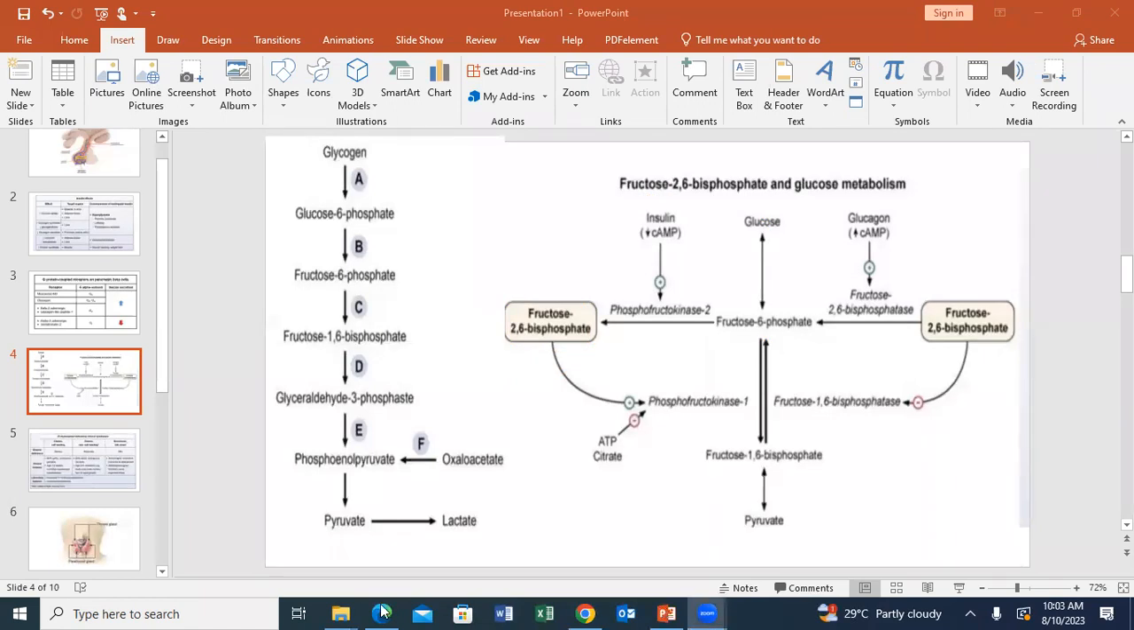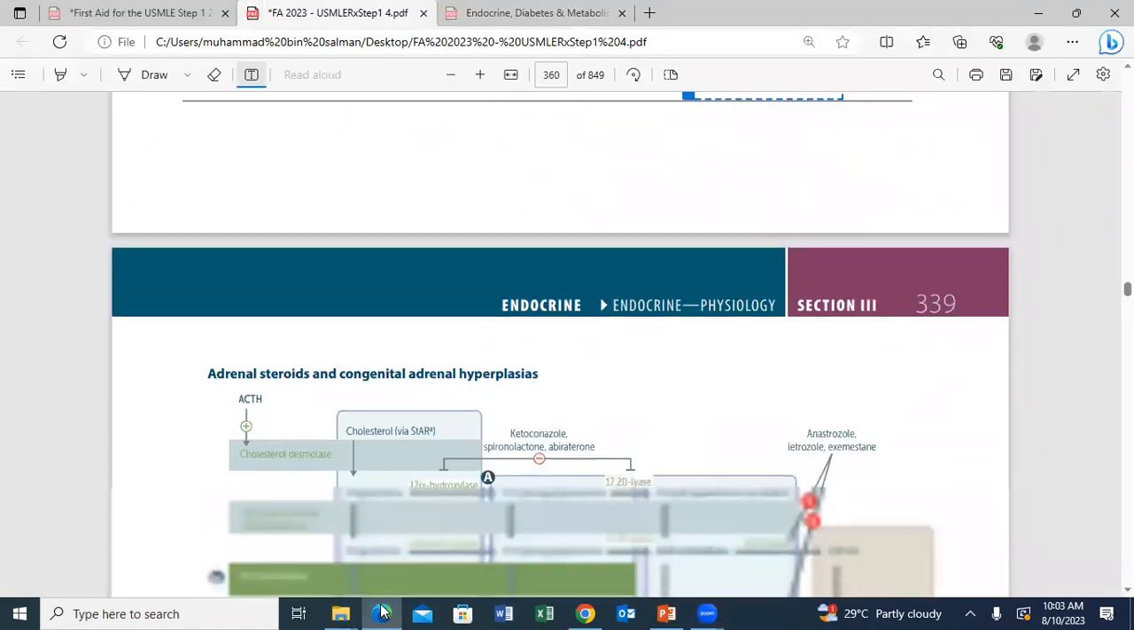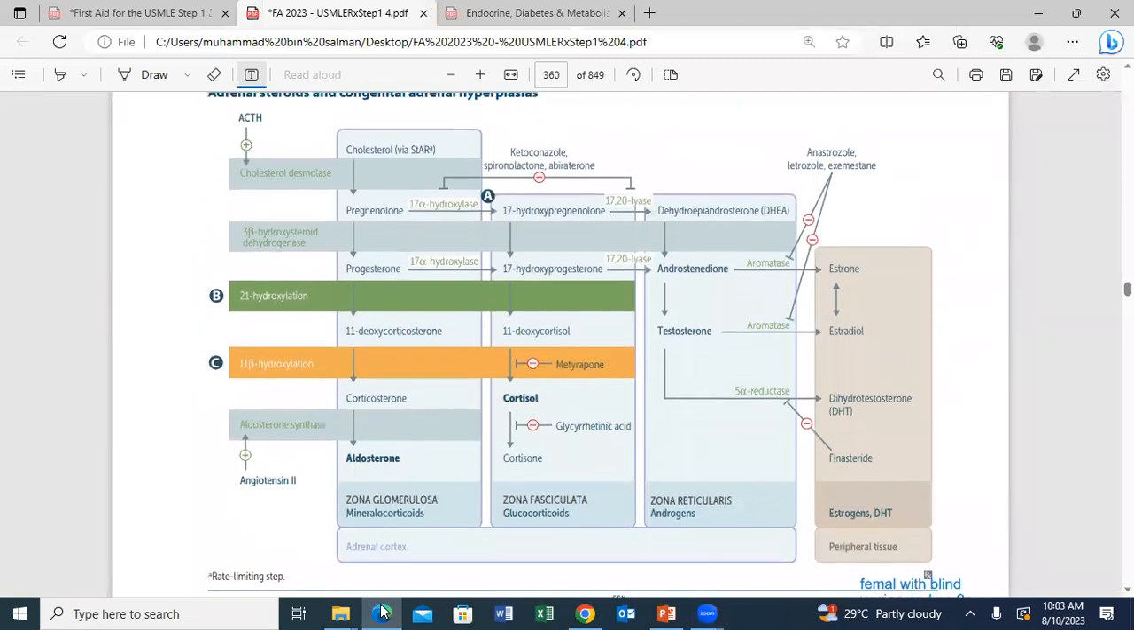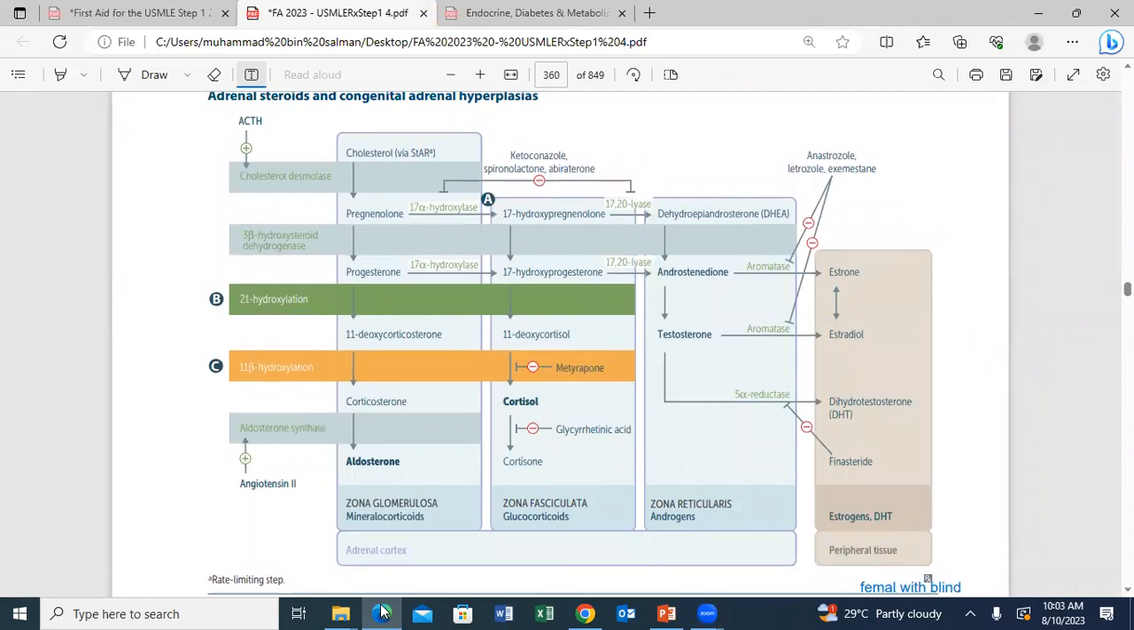Now let us head toward our adrenal hyperplasias, which is a very high yield topic. I just mentioned it. It's a very high yield topic. So first, let's have a brief overview of how the hormones of adrenal cortex are being produced. So there are basically three hormones of adrenal cortex, which come from the three layers of adrenal gland, which we memorize as GFR.